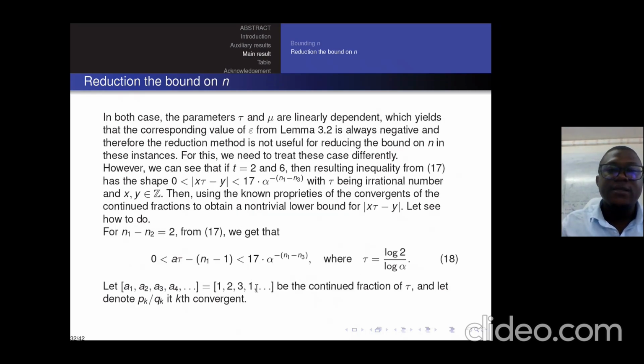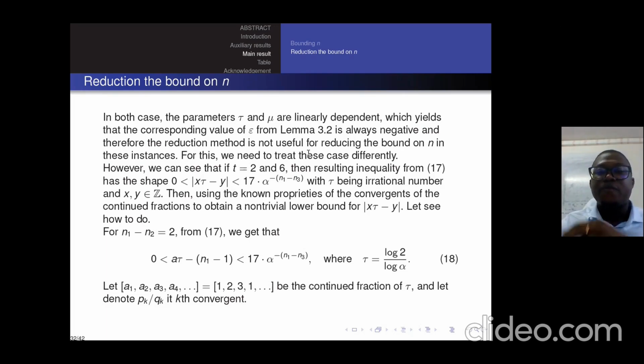And in both those cases, the parameters tau and mu are linearly dependent, which yields that the corresponding value of epsilon from lemma 3.2 is always negative, and therefore the reduction method is not useful for reducing the bound on n in those instances. For this, we need to treat those cases differently. However, we can see that if n1 minus n2 is equal to 2 and 6, the resulting inequality from 17 has the shape of this inequality, with tau being an irrational number and x and y belonging to Z.